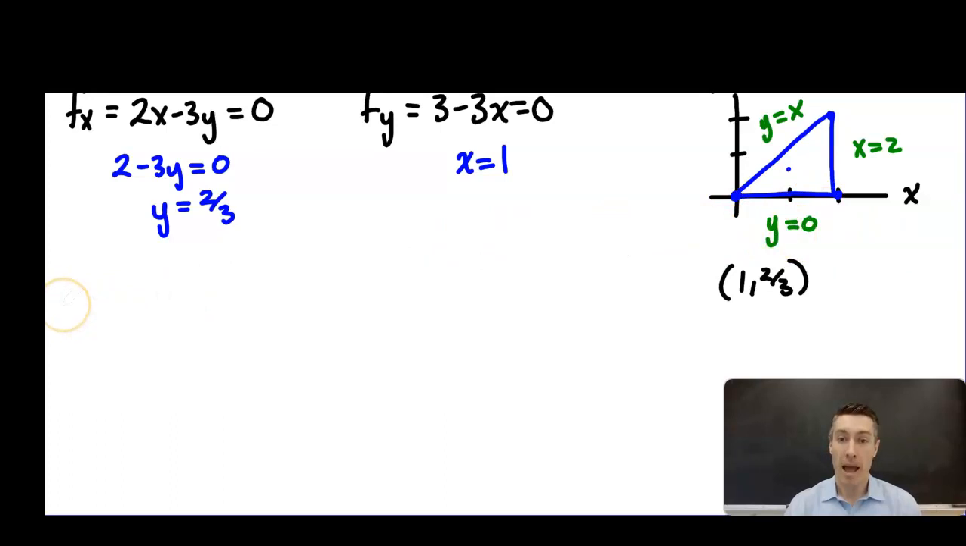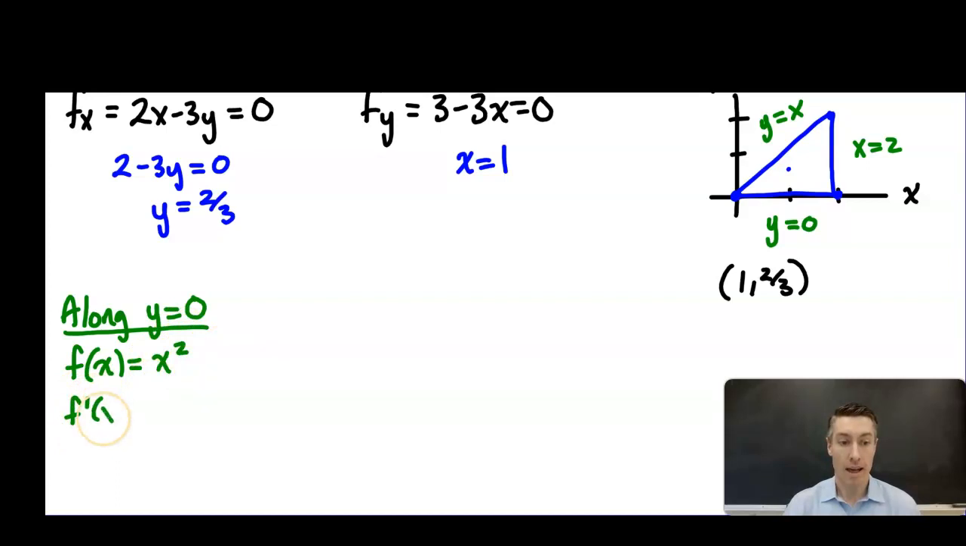This reminds me of the path approach for limits, because we're going to go along y equals 0 to find any extrema. So we're going to reduce the function to a function in terms of only x. So if y is 0, the function is x squared. So f prime of x equals 2x. We set that equal to 0, x equals 0. So (0, 0) would be a potential point of absolute max or absolute min.